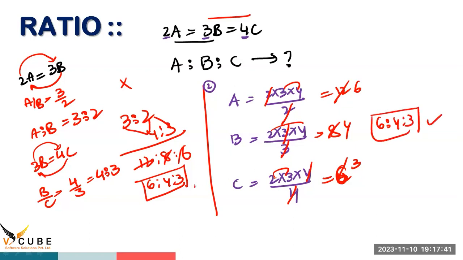6 is to 4 is to 3. If you go with this method, we will definitely take 1 or 2 minutes. I think it's a waste of time. I want to answer within a fraction of a second, without a pen.